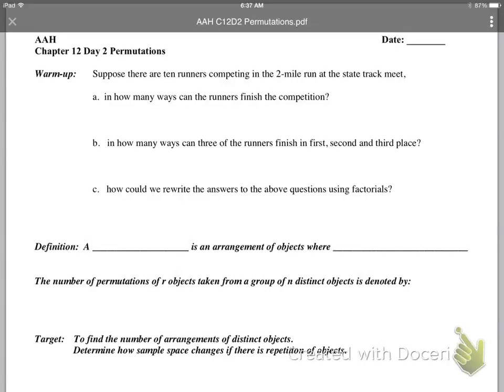Okay, so for the warm-up, hopefully you did this on your own. If not, turn off my recording and try it on your own. So there are 10 runners, and how many ways can the runners finish the competition? So it'd be 10 times 9 times 8 times 7 times 6 times 5 times 4 times 3 times 2 times 1. Or we could think of that as 10 factorial.